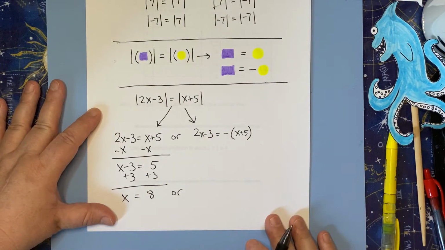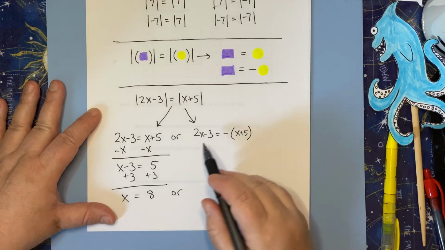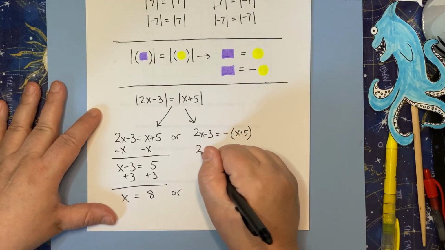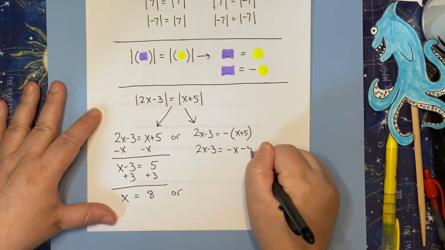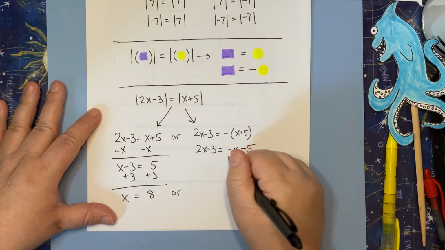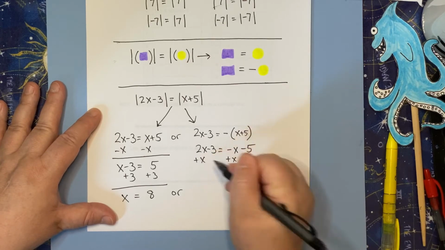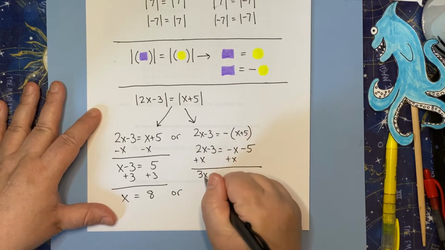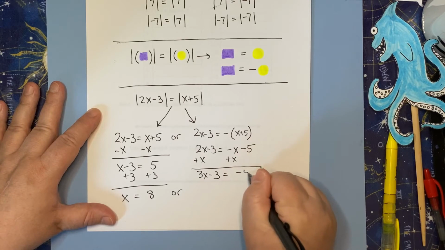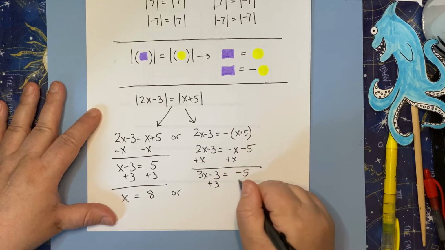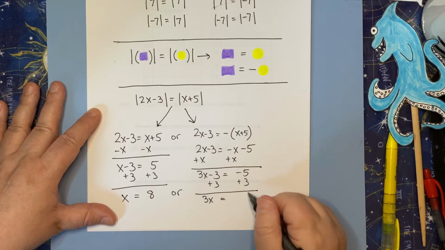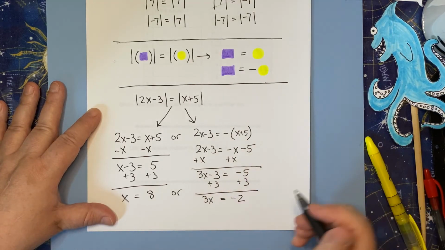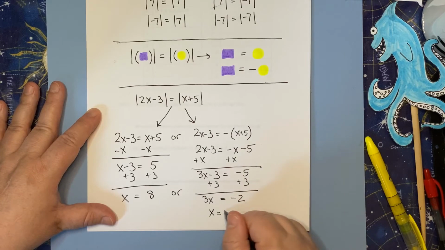Not too bad. And what's this one? Well, this one I have one extra step because I've got to figure out what the opposite is. The opposite of x minus 5. So I'm going to add x to both sides. I get 3x minus 3 equals negative 5. I add 3 to both sides. Okay, I'm not thrilled because I've got a negative 2. And so x equals negative 2/3.